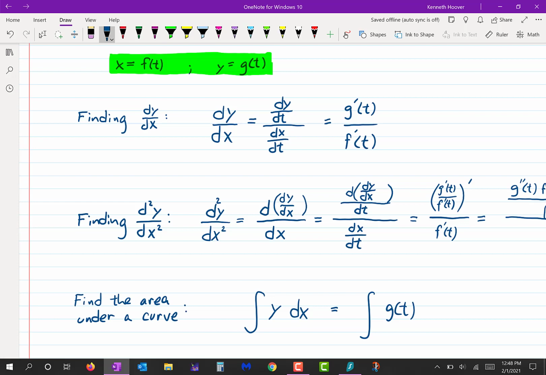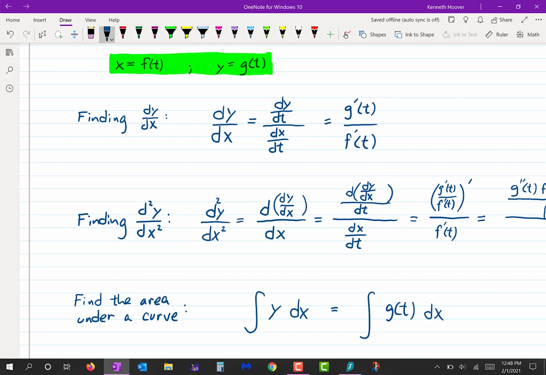Okay, but there's a little bit of a problem here. If I put dx on the end, that's now not going to make any sense. How do I take a function of t and integrate it with respect to x? That's not going to match up. It's not going to work.